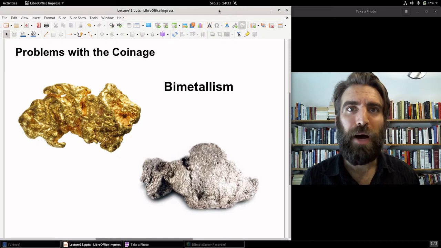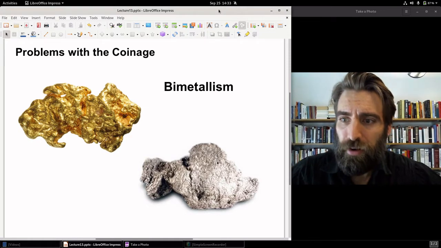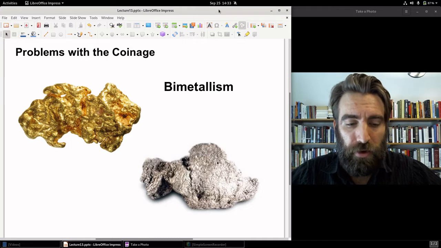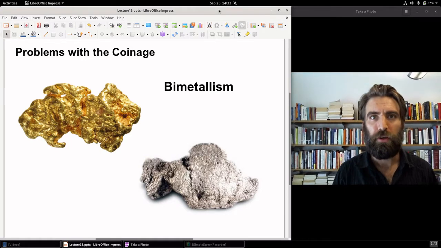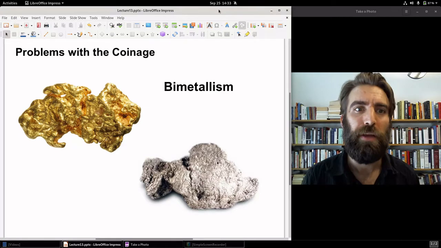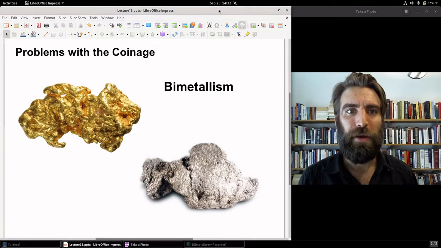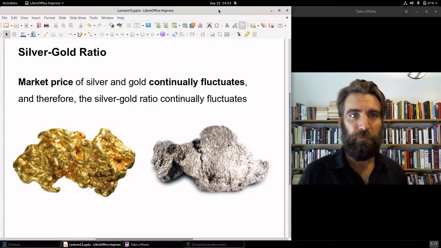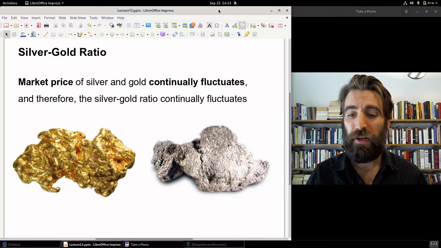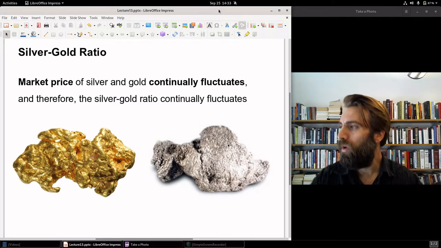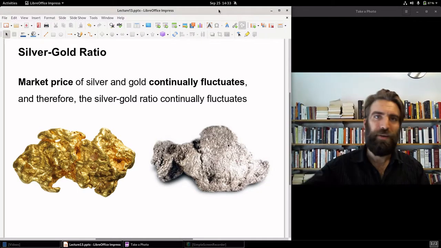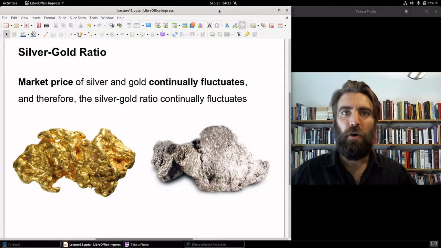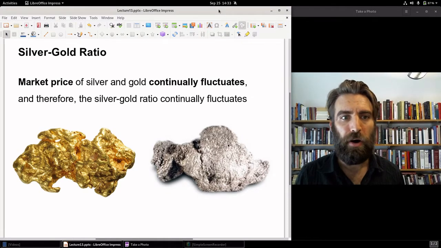The benefit of a bimetallic standard is that you have the benefit of having two metals function as currency. This allows for more coins to be in circulation. That's a benefit. But there are some complications with bimetallism. Namely, the ratio in the marketplace between silver and gold constantly fluctuates and has fluctuated throughout history. It will always fluctuate. Centuries from now, the ratio between silver and gold will fluctuate in the market.